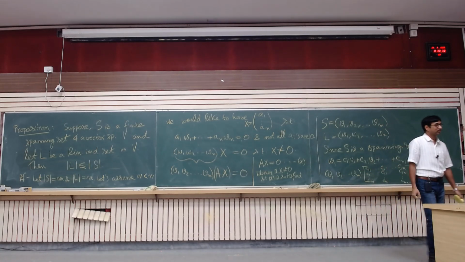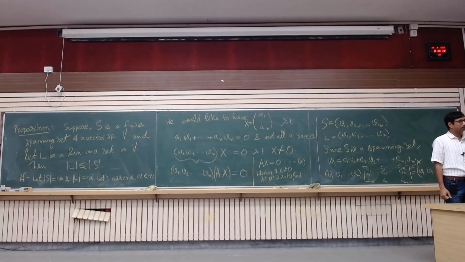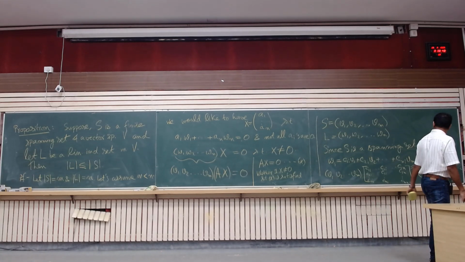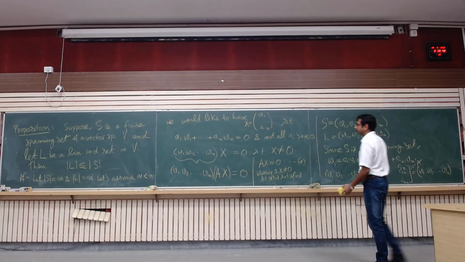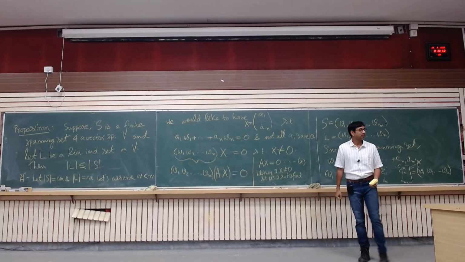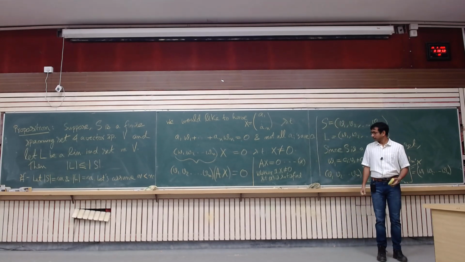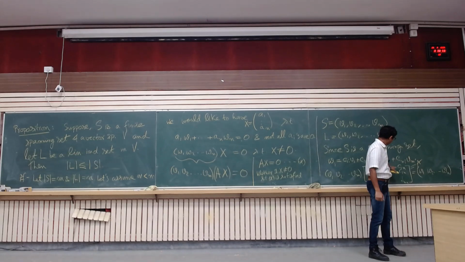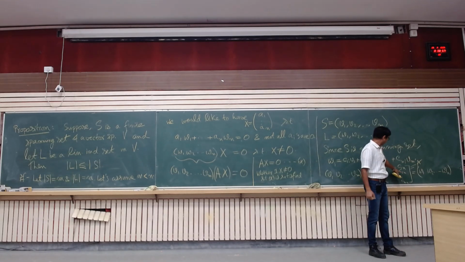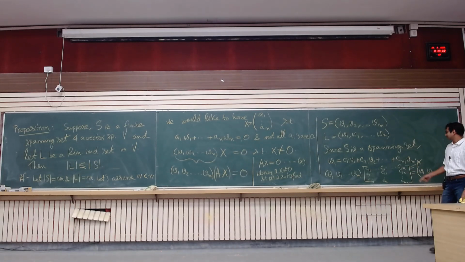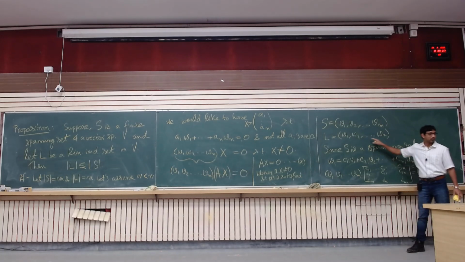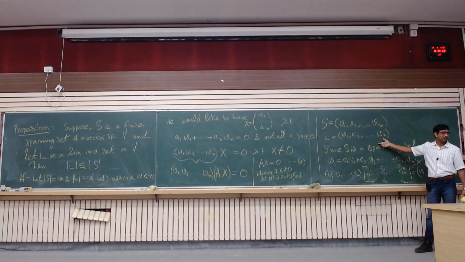Why? Because there is the last column, which is non-zero. We don't have any information about any of the others, but wait a minute. The last column should be non-zero because none of these elements should be 0, right? Because this is a linearly independent set.